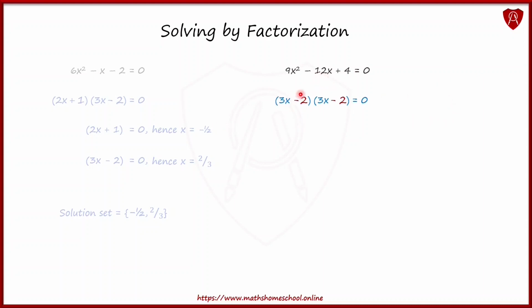That is 3x times negative 2 is equal to negative 6x. 3x times this negative 2, another negative 6x. Sum is negative 12x. That is a pair of linear factors that we need. In this case, we end up with identical factors, 3x minus 2. This is a case of a perfect square because we could write this as 3x minus 2 squared. We only need to solve one of them. 3x minus 2 is equal to 0. Hence, x is equal to 2/3. And that is our only solution for this case.